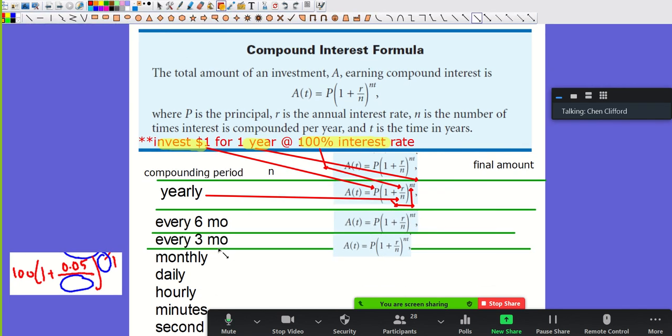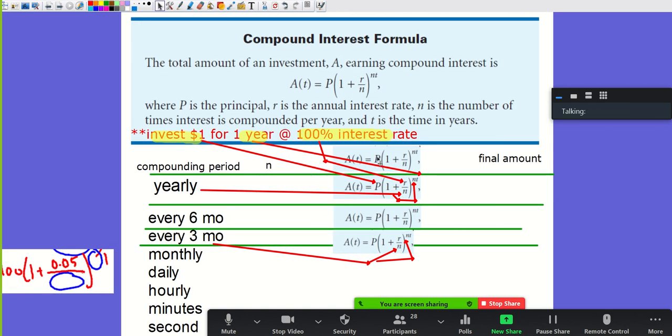And so on and so forth. You're going to go all the way down till seconds in a year. How many seconds are there in a year? And you're going to plug those numbers in a calculator and give me the final amount. So we're going to create a chart together. Go ahead and do that for each one. Remember, your P, your T, and your R stay the same exact thing. The only thing that changes is your N going all the way down.